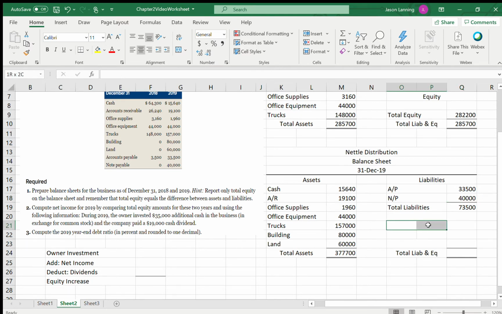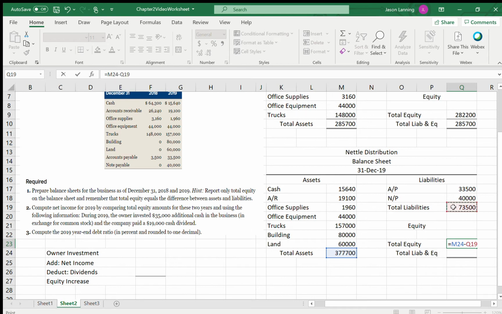So now let's look at our equity. And remember, when we're looking at the equity, they don't give us anything. We're just using our accounting equation to solve this. So we'll have total equity, and our total equity again is the difference between our assets and liabilities. So if we take 377.7 and subtract 73.5, this minus this, we should have 304,200. Total liabilities and equity are equal to total liabilities plus total equity, which is Q23. Yep. So assets and liabilities and equity all total. So here we're good on this balance sheet.